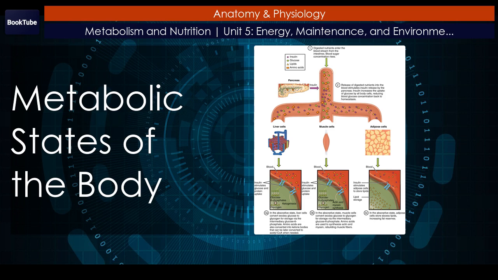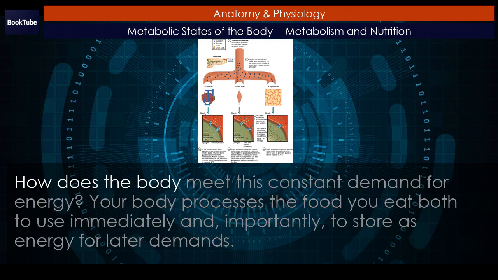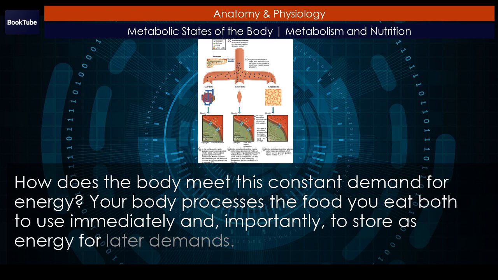Metabolic states of the body. You eat periodically throughout the day. However, your organs, especially the brain, need a continuous supply of glucose. How does the body meet this constant demand for energy? Your body processes the food you eat both to use immediately and, importantly, to store as energy for later demands.